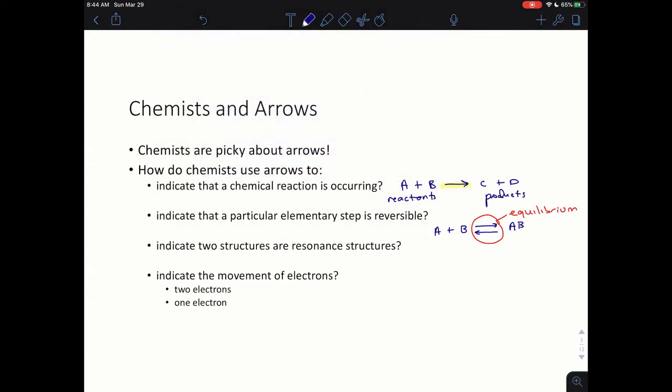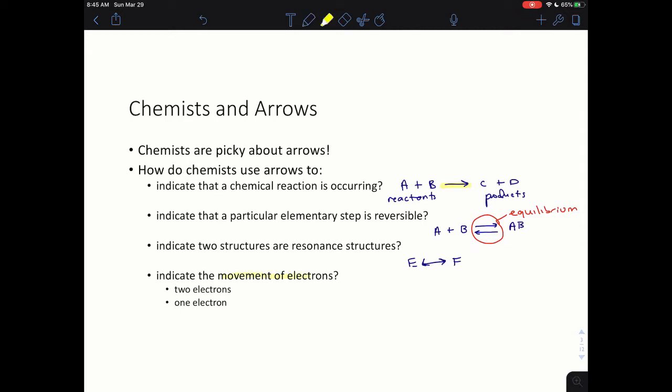Now, what if two structures are resonance structures? So let's look at some new letters here. Let's say E and F. They are resonance structures of one another. They are two ways to draw the exact same molecule, just differing in where the electrons are located. We would indicate that with resonance arrows, this double-headed arrow.